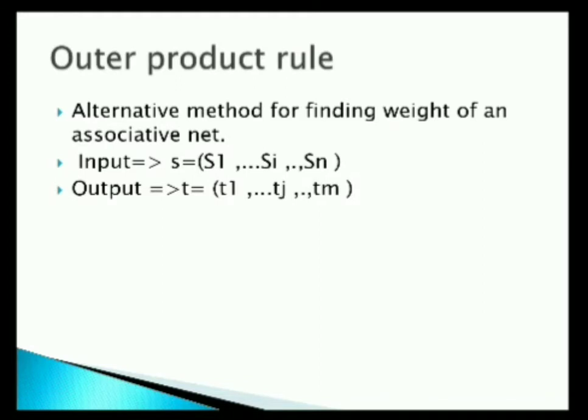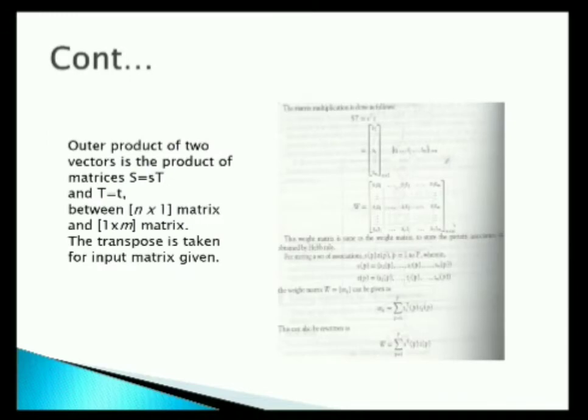Outer product rule, an alternative method for finding weights of an associative net. Here the input is S equal to S1 to Sn and output is taken as T, where T is T1 to Tm. So outer product is an architecture or a general classification. The outer product of two vectors is the product of matrices S equal to S transpose and T equal to small t, an n cross 1 matrix and a 1 cross m matrix. The transpose is taken from the input matrix as given in the picture.